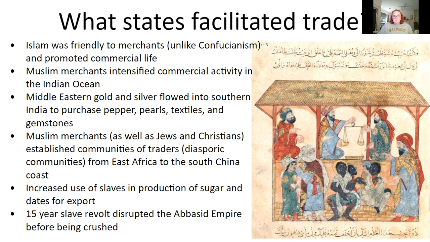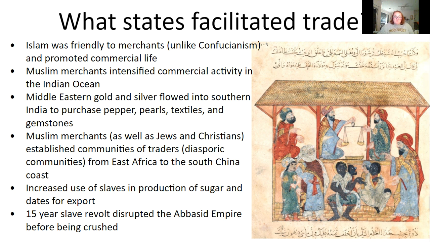Then let's look at the Islamic states. Islam was very friendly to merchants, unlike Confucianism, and promoted a commercial life. So Muslim merchants actually intensified commercial activity in the region. Middle Eastern gold and silver flowed into southern India to purchase all sorts of different products like pepper and pearls. Muslim merchants, as well as Jewish and Christian merchants, would establish communities of traders, known as diasporic communities, and they would be in East Africa all the way to the South China coast.